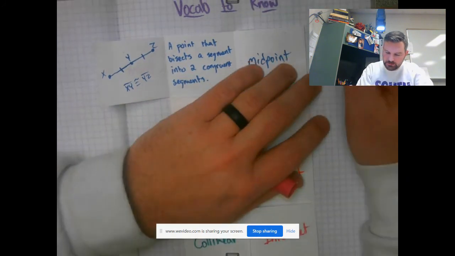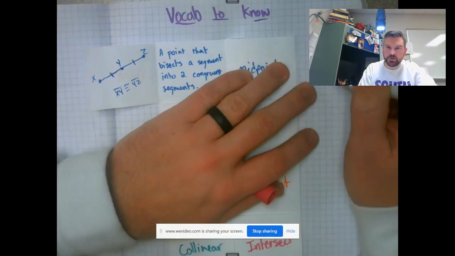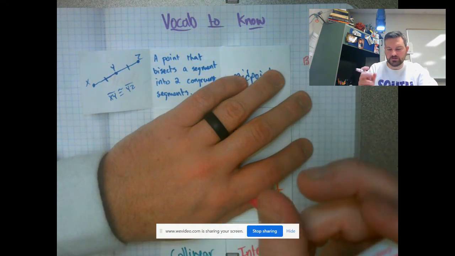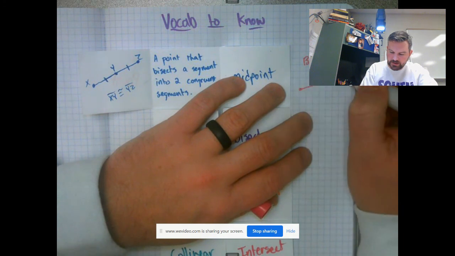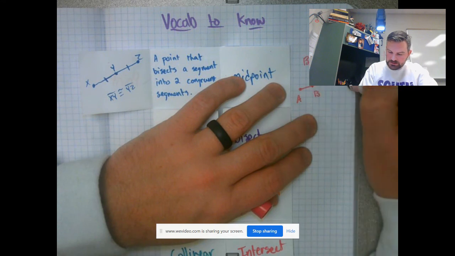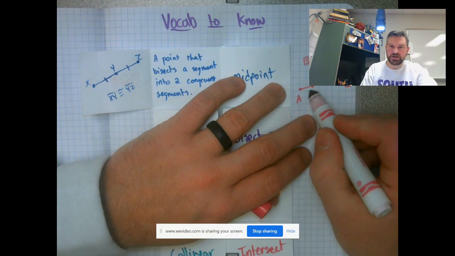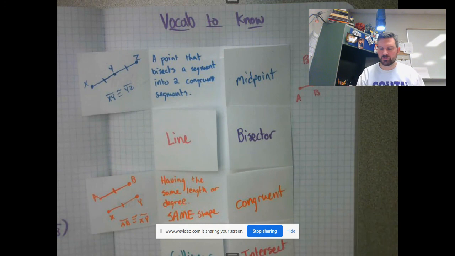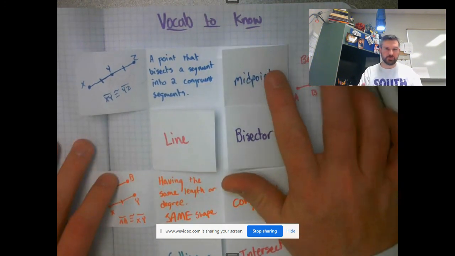So between is somewhere within two points on the same line, or on the same segment, I mean, but not in the middle. So we have A, B, C. B is not the midpoint, so B is just between A and C. Between is collinear. It's on the same line or on the same segment. Know the difference between between and midpoint.